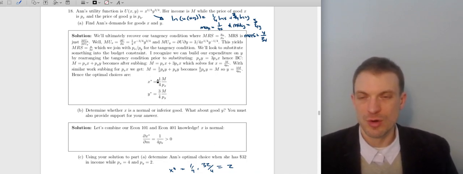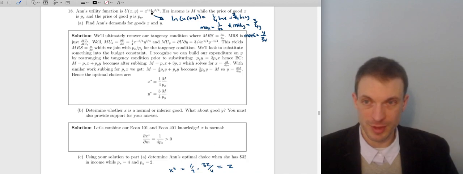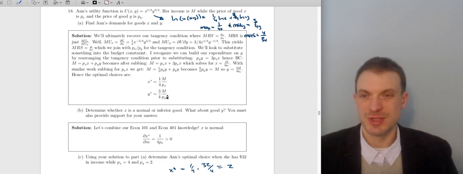Alpha over alpha plus beta for X is my coefficient here. So alpha over alpha plus beta is 1/4. That's where it's coming from. And then beta over alpha plus beta is my coefficient for Y. So beta is 3/4, plus alpha plus beta, which is 1/4 plus 3/4 is 1. So 3/4 over 1, that's this. Okay, times M over PY.